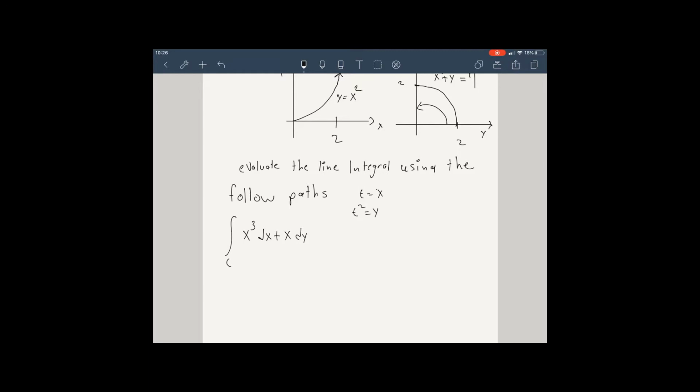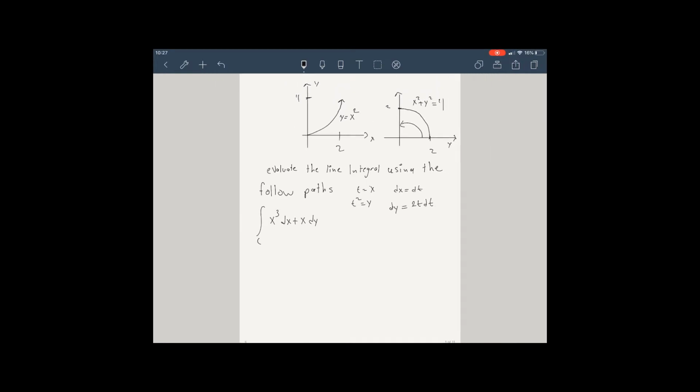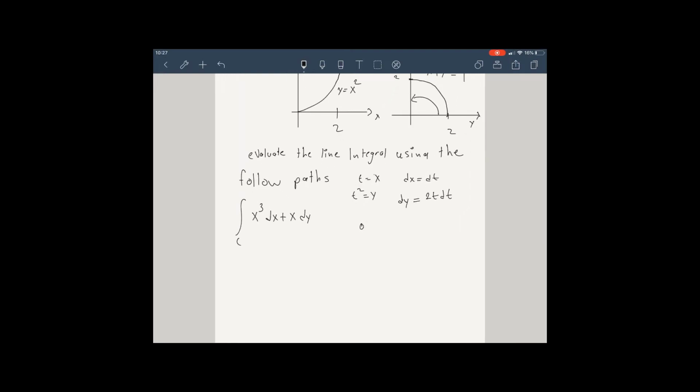My next step is to take the derivative of x and y. The derivative of x with respect to t is dt, and the derivative of y with respect to t is equal to 2t dt. And since t is equal to x, the limits of integration are from 0 to 2.